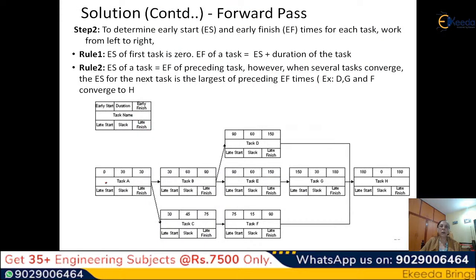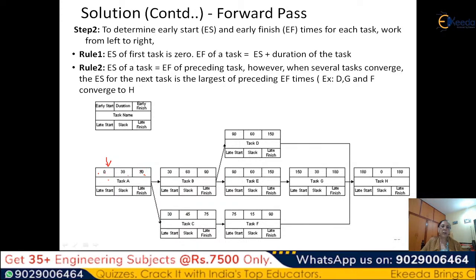Now we will go to the forward pass. This is step 2, determine ES and EF. You go from left to right, that is the convention. From task A, we always start with day 0. Because it will take 30, whatever the unit, days or weeks, 0 plus 30 is 30. That means if we start on 0, we complete it on 30. So this is the early start 0 and this is the early finish 30.